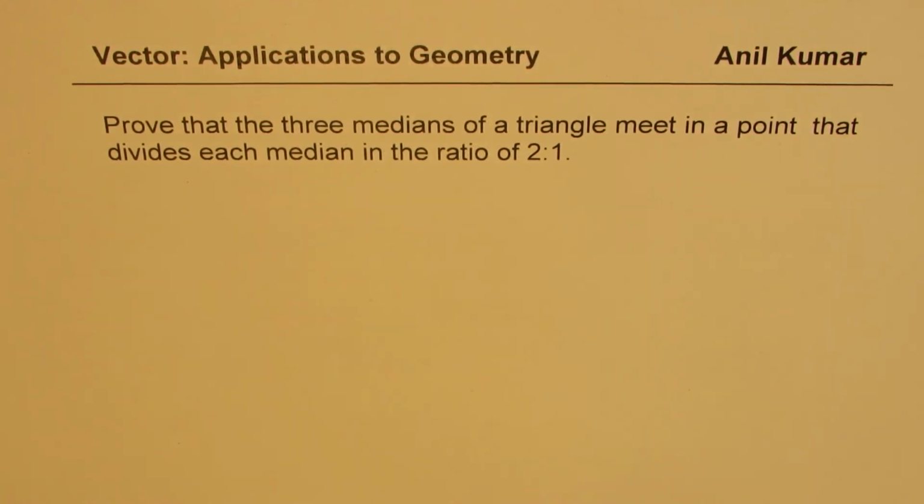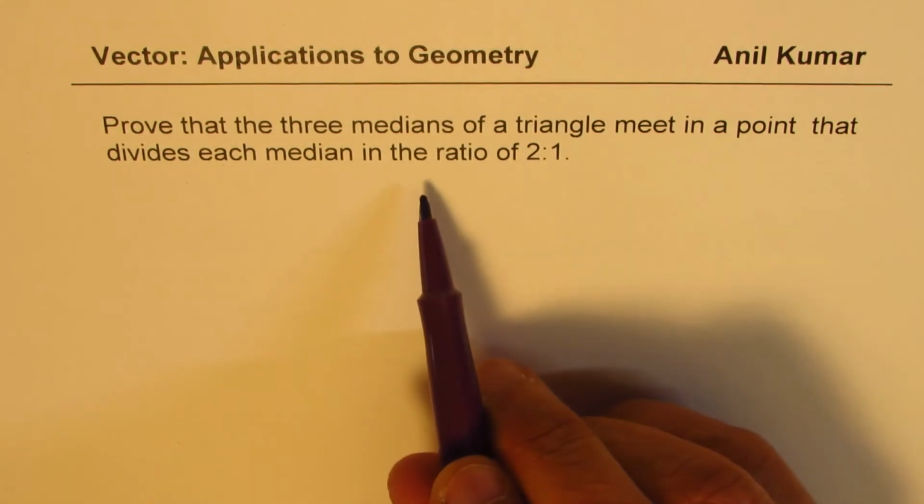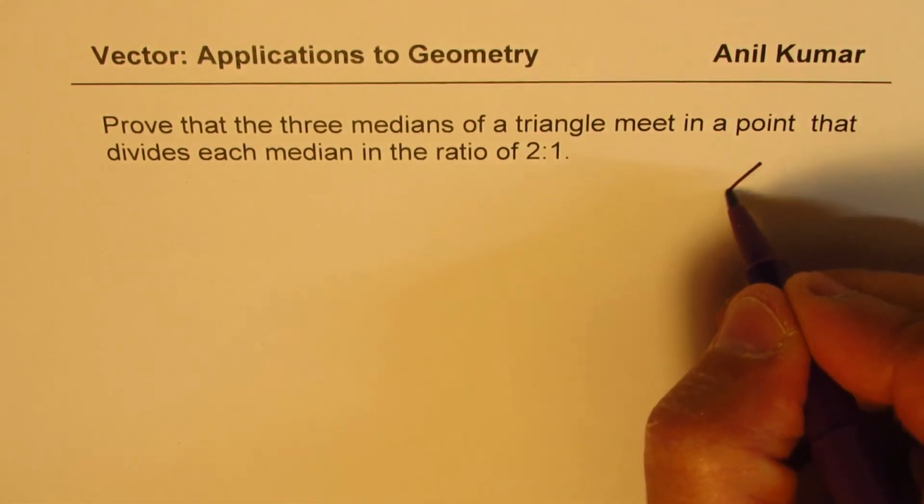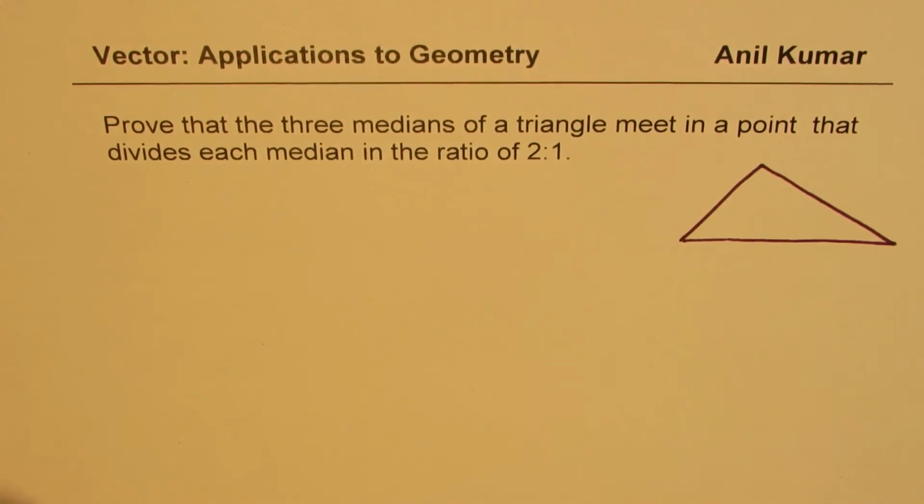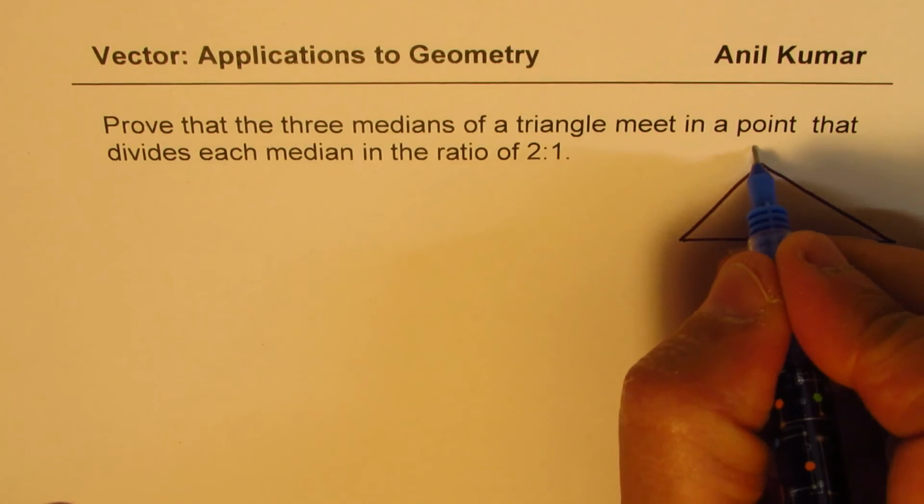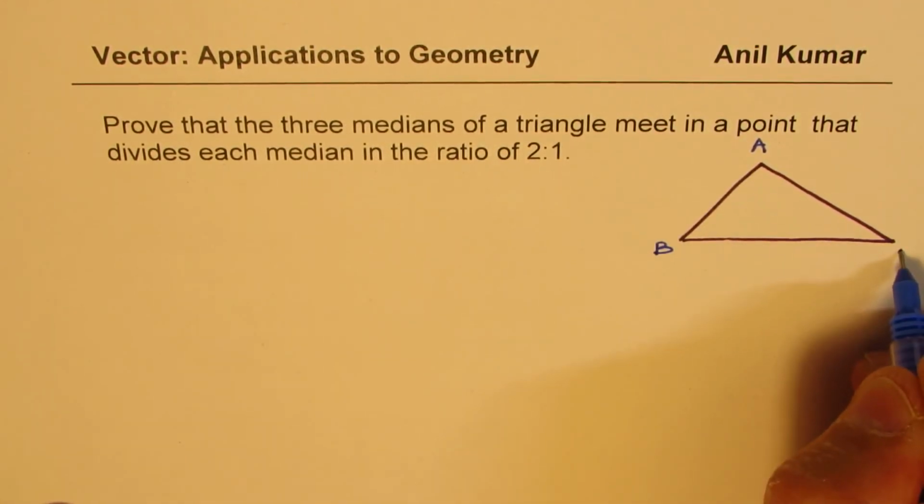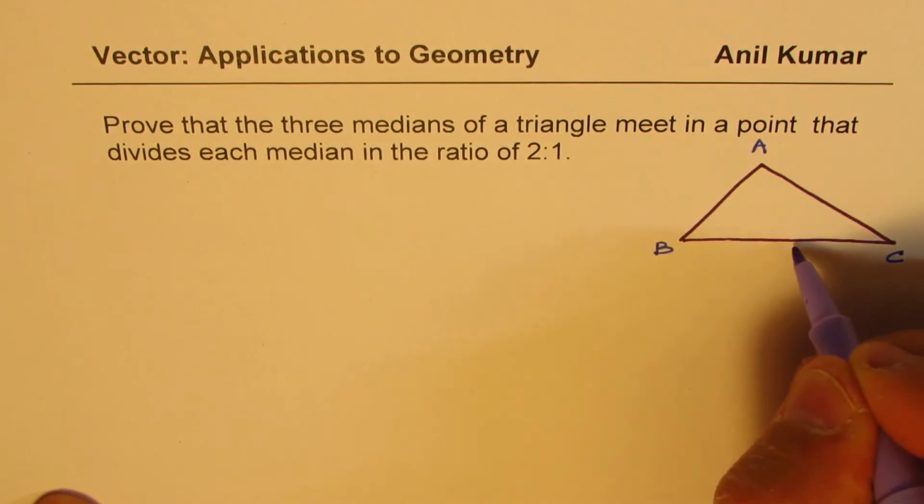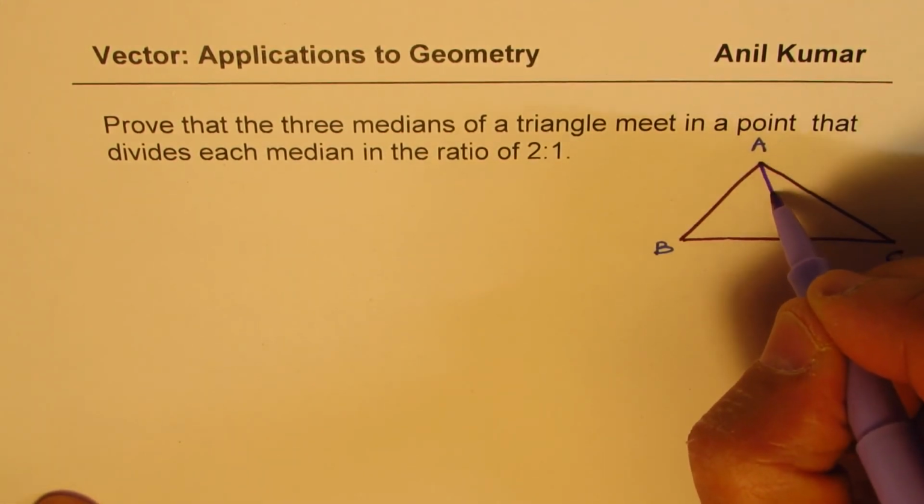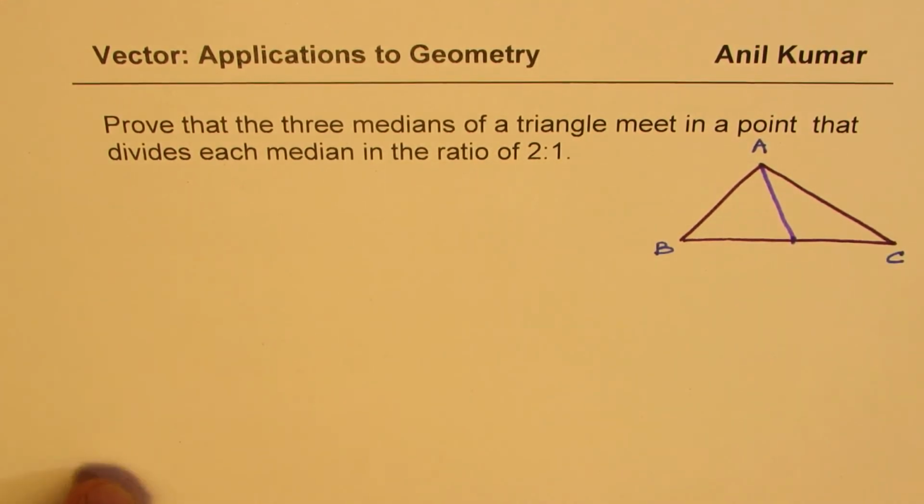Perfect. I'll also provide you with a link so that you can always look into the proof of this particular formula, right? Okay, now let's try to answer the question. We are given a triangle and we want to prove that the medians of this triangle will be divided in the ratio of 2:1. So let's sketch one triangle here and let's call it triangle ABC. Okay, so we have a triangle ABC and let us say that A is connected to the midpoint of BC. So let's say this is the midpoint of BC and we join A to the midpoint, and this point is D for us.